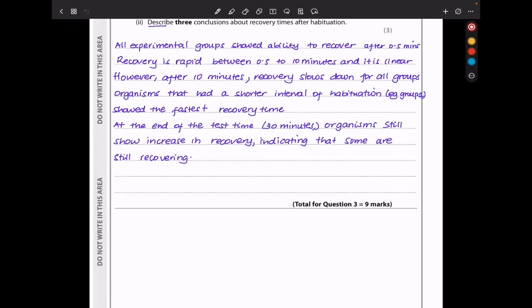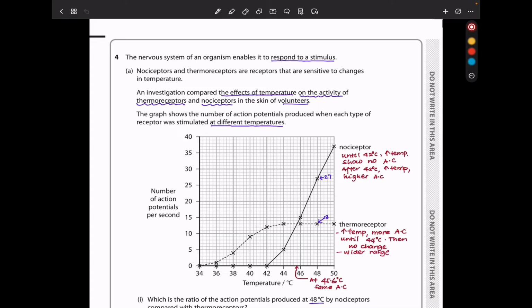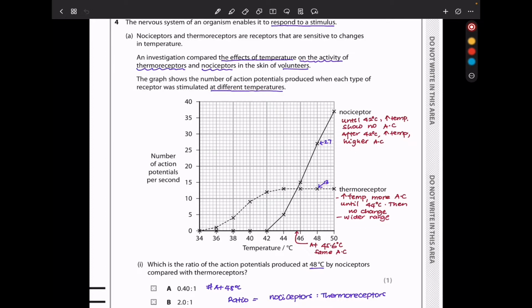Let's continue to question 4. In question 4, the nervous system of an organism enables it to respond to a stimulus. Nociceptors and thermoreceptors are receptors that are sensitive to changes in temperature. An investigation compared the effect of temperature on the activity of thermoreceptors and nociceptors in the skin of volunteers. The graph shows the number of action potentials produced when each type of receptor was stimulated at different temperatures.